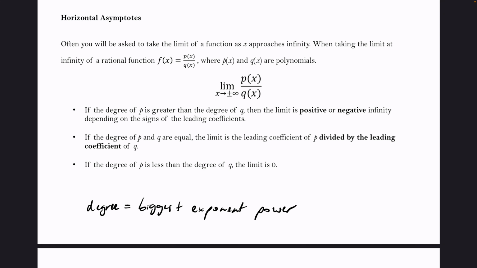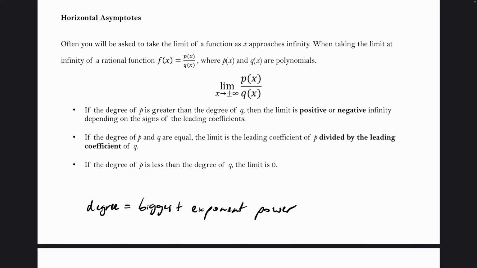So when I say the degree, I mean if the biggest exponent power is on top, we call it top heavy. Then the limit is either going to be positive infinity or negative infinity. That's your answer. If the degree for p and q are the same, equally balanced, they match, then the limit is the ratio of the leading coefficients of p and q. I'll give you examples on the back.